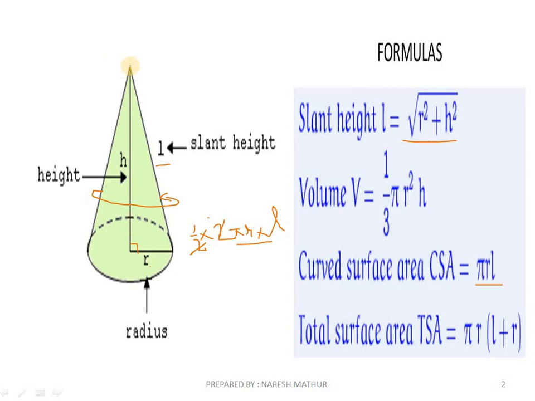When we talk about the total surface area, we need to add the top and bottom. The top of the cone doesn't contain any area, but the base does, and as the base is a circle, we just add pi r square, the area of the circle, to pi r l. Now we can take pi r as common and we get pi r times (r plus l) as the resultant formula for the TSA of the cone.